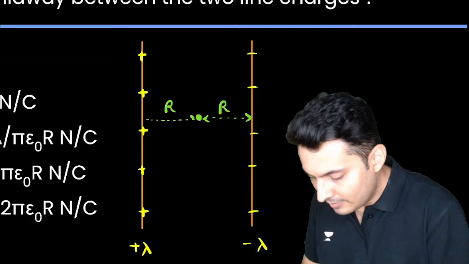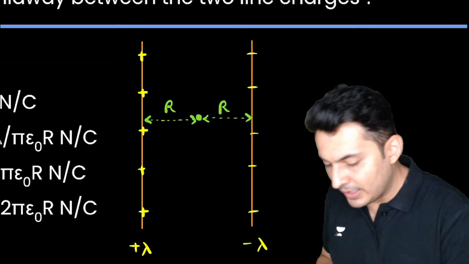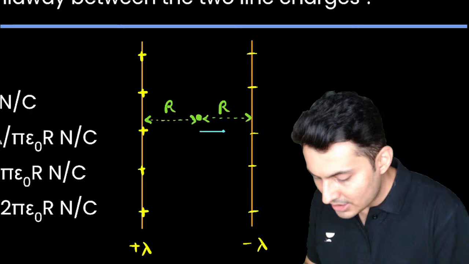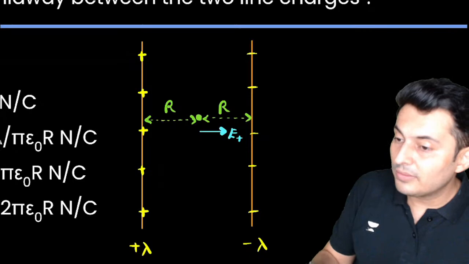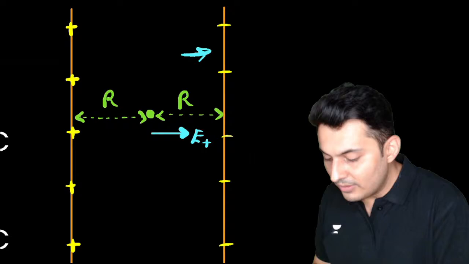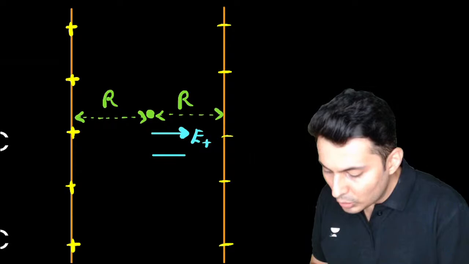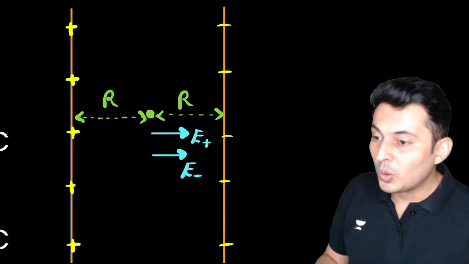Can you guys think? Because of the left side wire, what will happen? The positive charge will give a field towards the right side, correct? What will be the direction of the field because of the negative wire? Because of this negative wire, the field will be attractive, no? So at that point, again, the field will be towards the right side only. Yes or no? So is the field adding or subtracting?